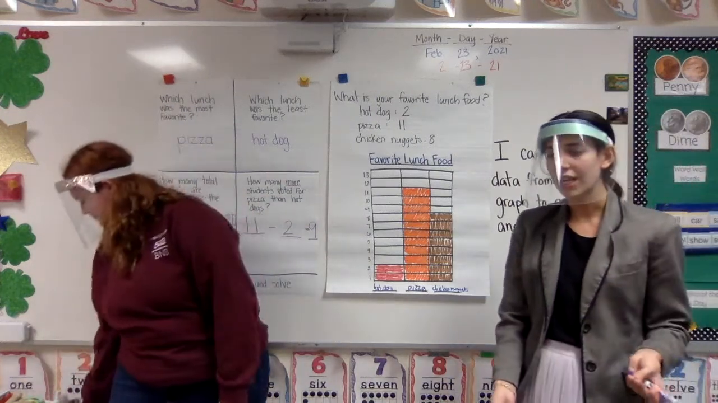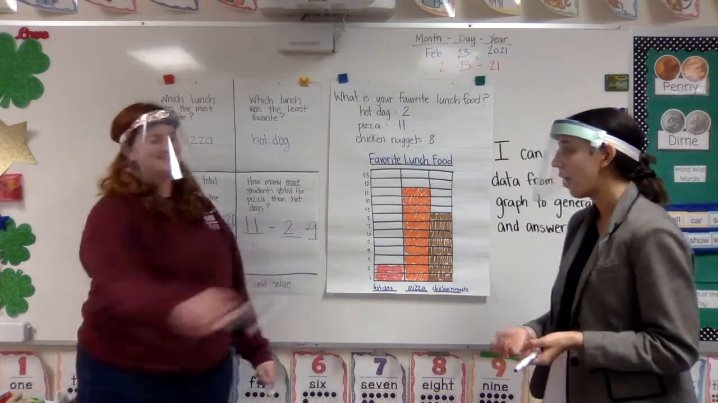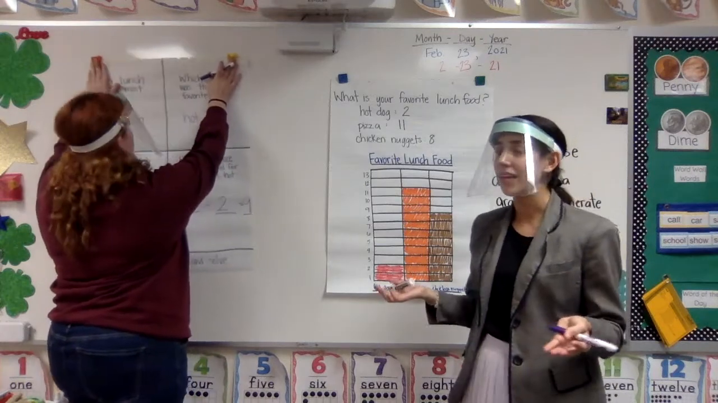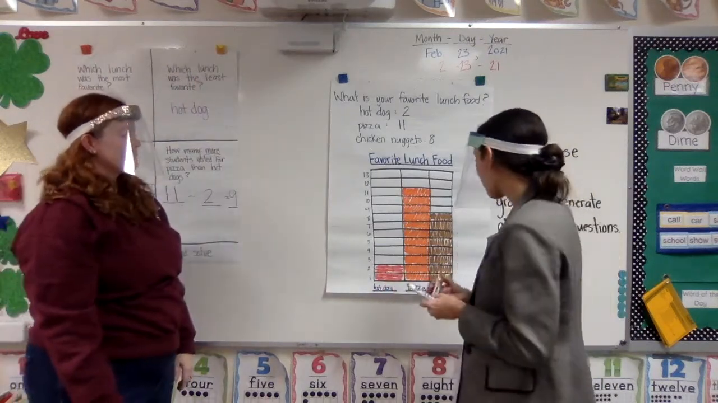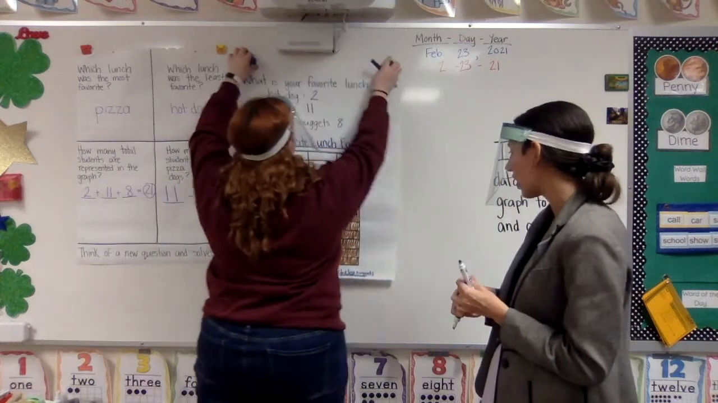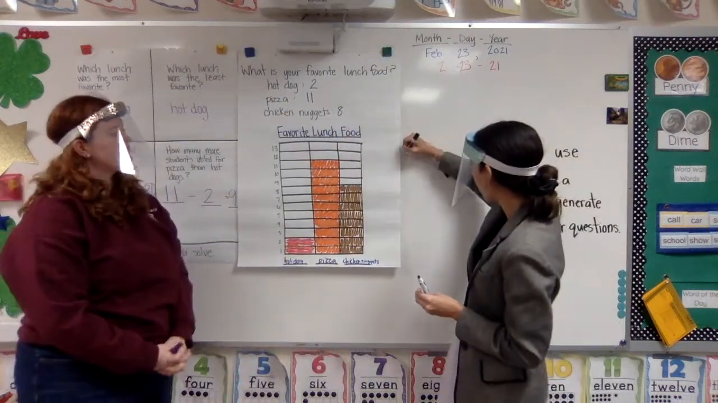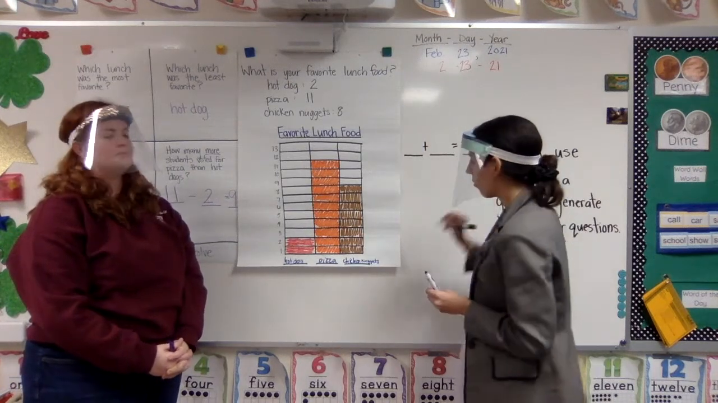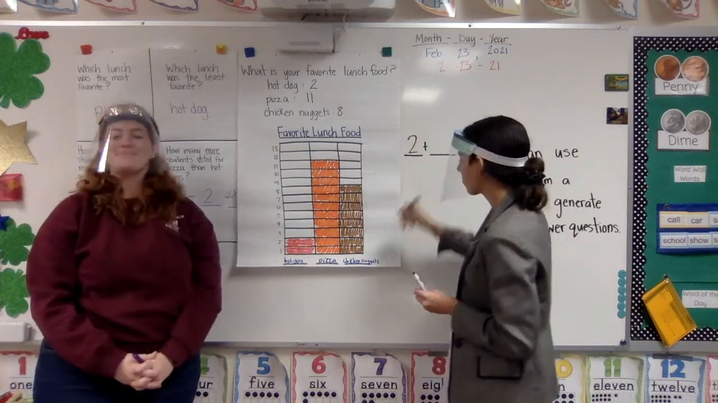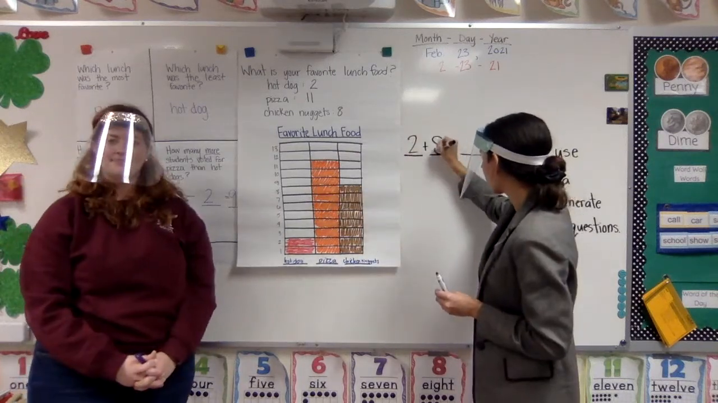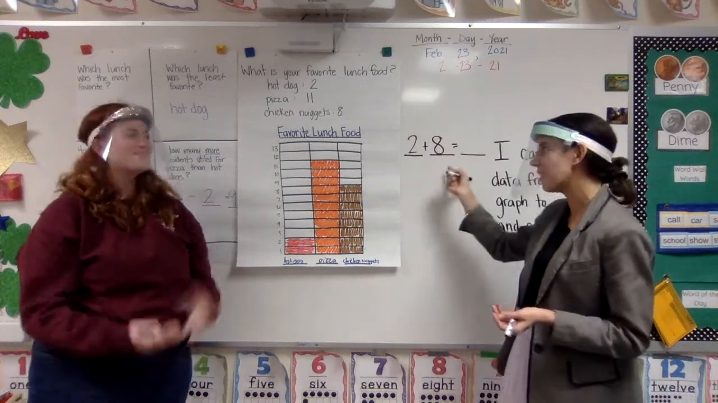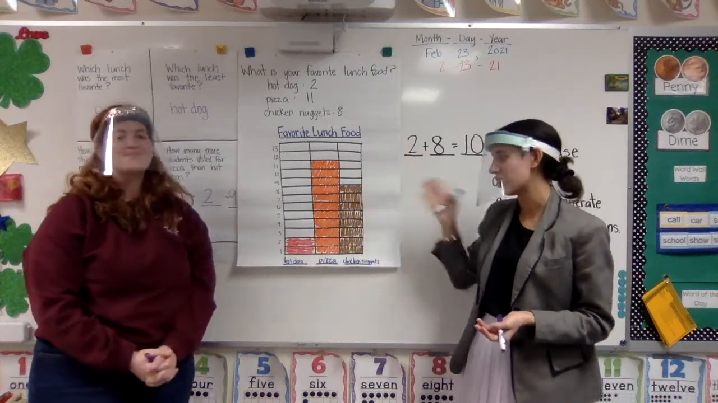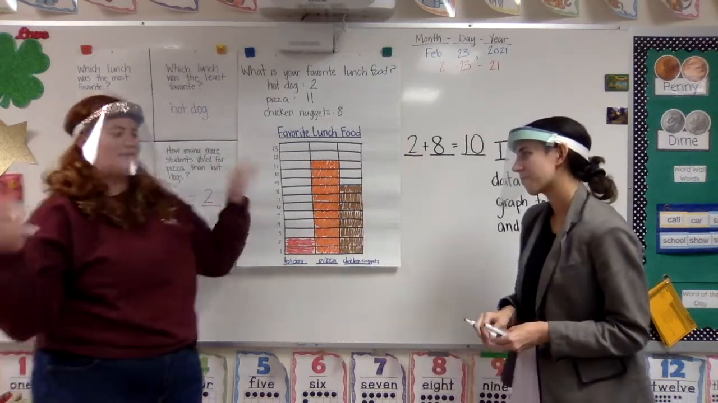Ooh, hot dog and chicken nuggets. So I know the word and means it wants me to combine them. And another way to say combine means to add. So I'm going to add the amount of people who voted for hot dogs and chicken nuggets. So I have hot dog plus chicken nugget will equal the total. So I know 2 people voted for hot dogs and 8 people voted for chicken nuggets. Well, 2 plus 8 equals 10. So 10 people would have voted for hot dog and chicken nuggets. Great job answering the question I generated, Miss Lestico.